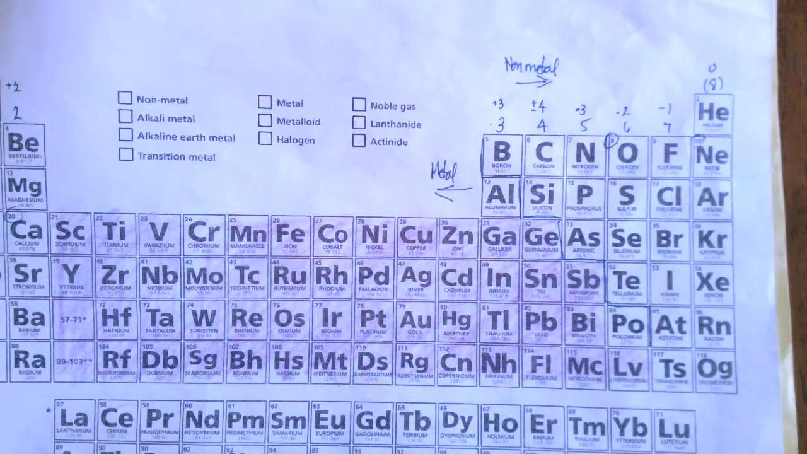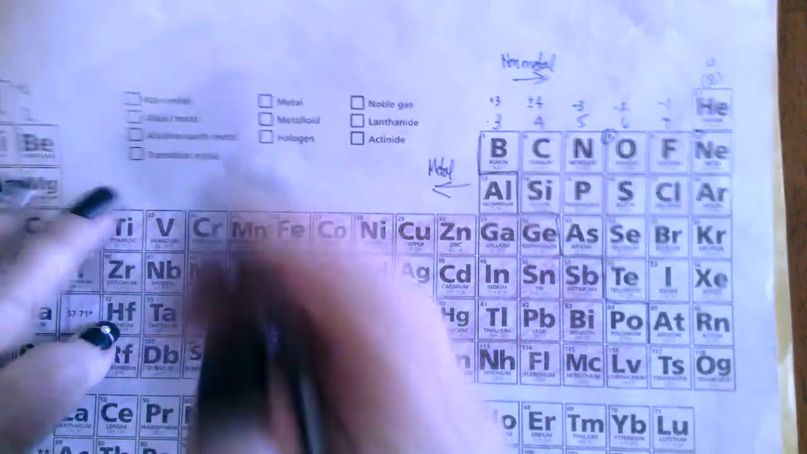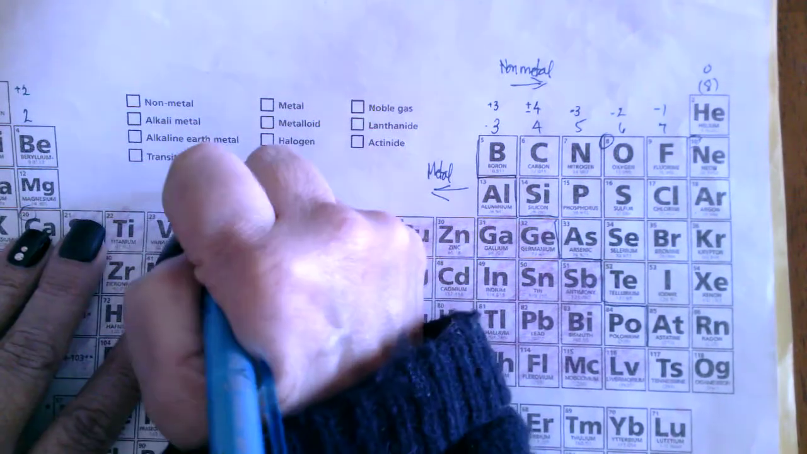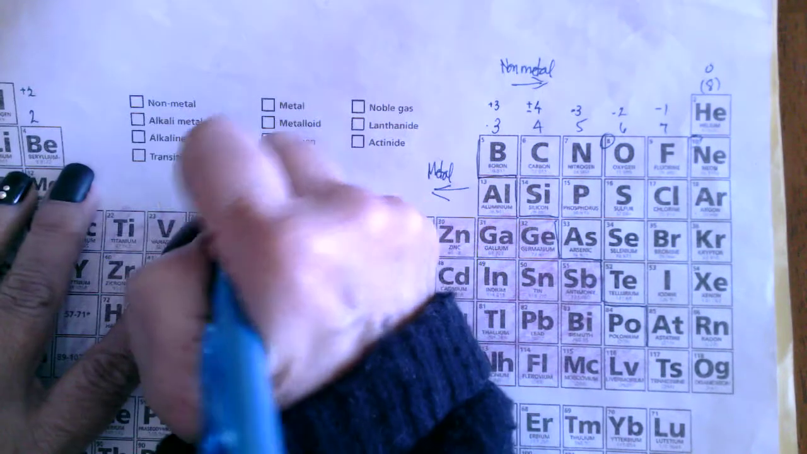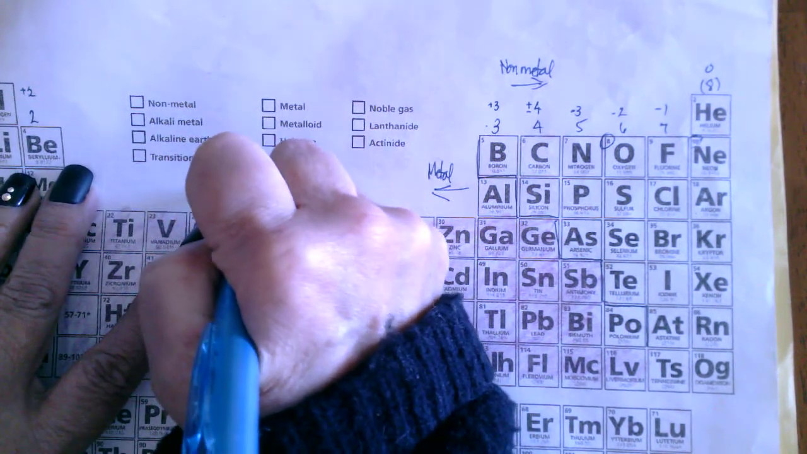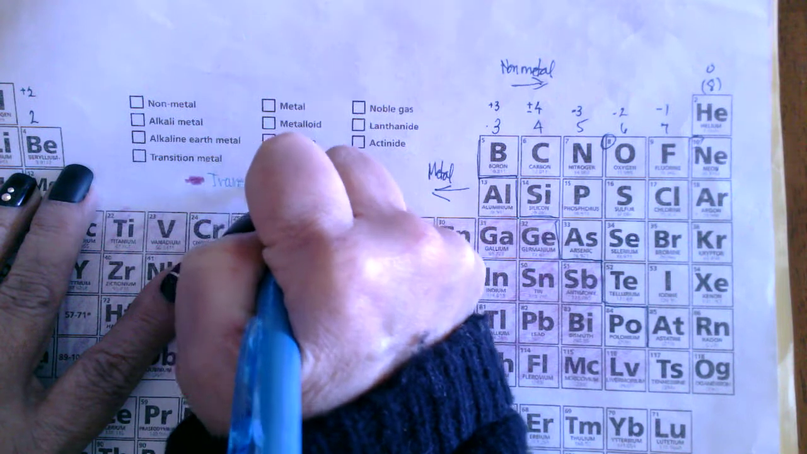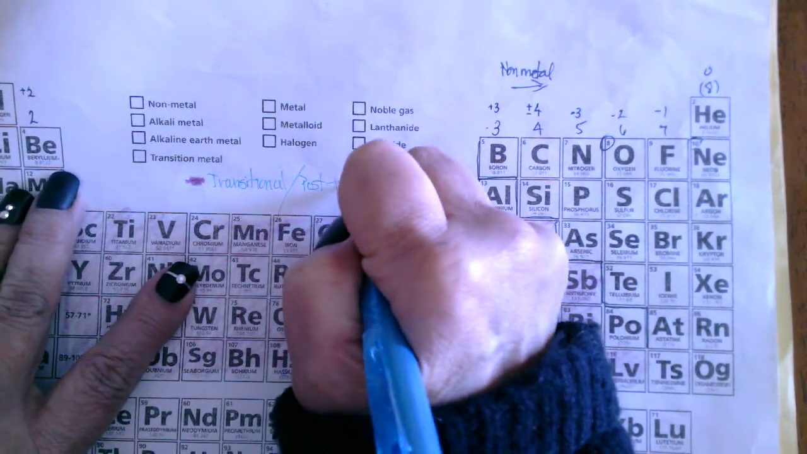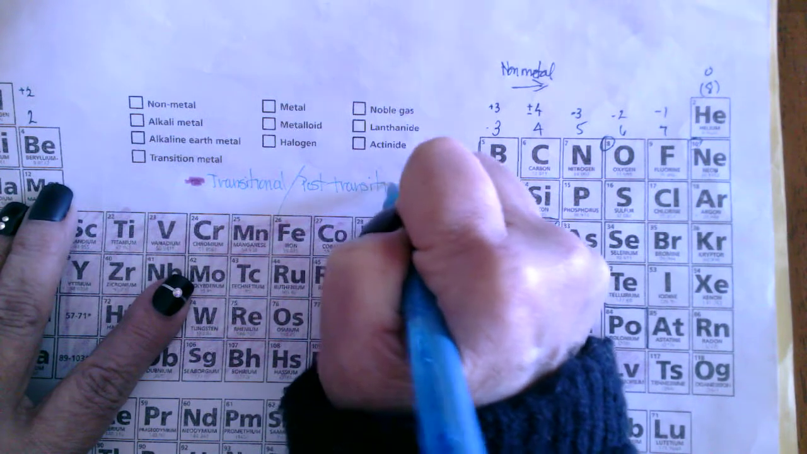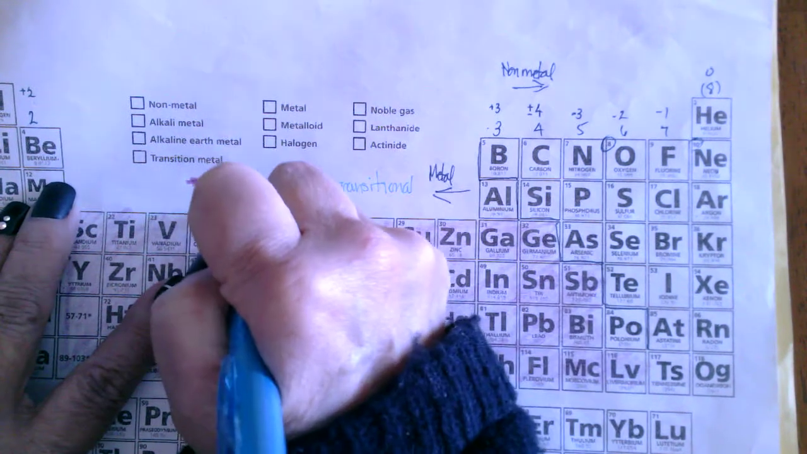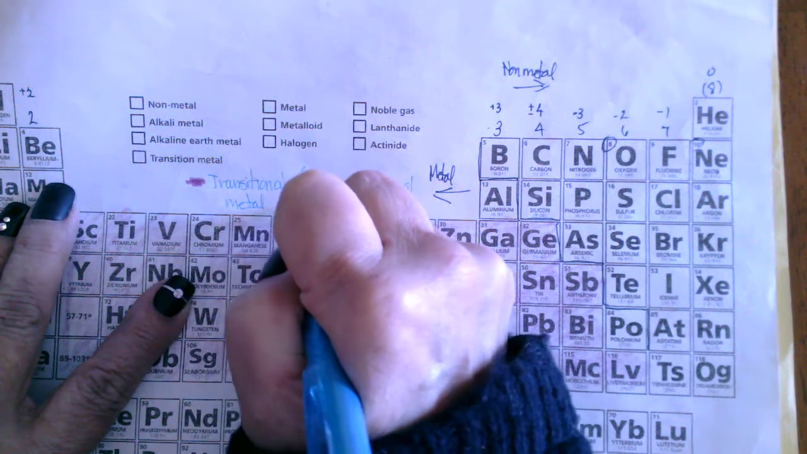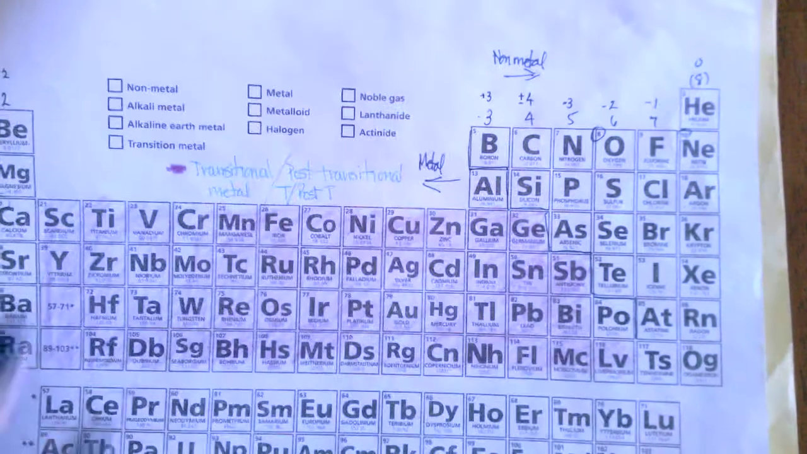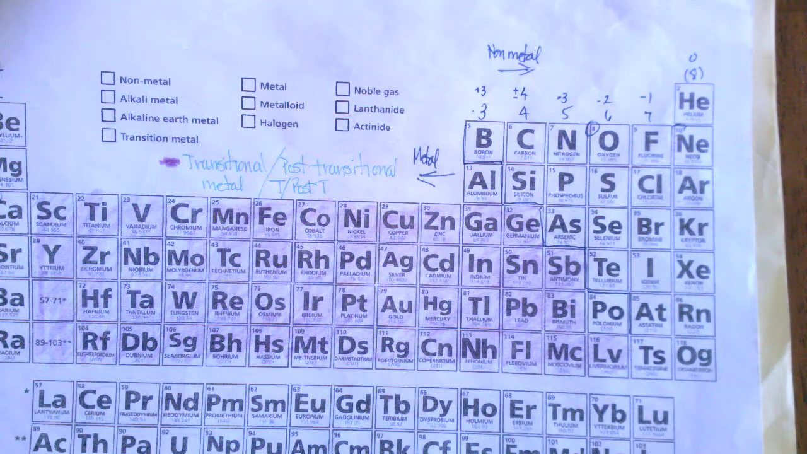So I'm going to put a little key up here that this means that it's a transitional or post-transitional metal. And from now on, I'll be using the designation T/post-T. That's a lot easier to write than transitional, post-transitional.